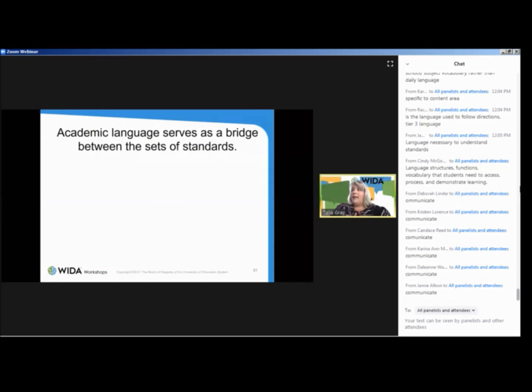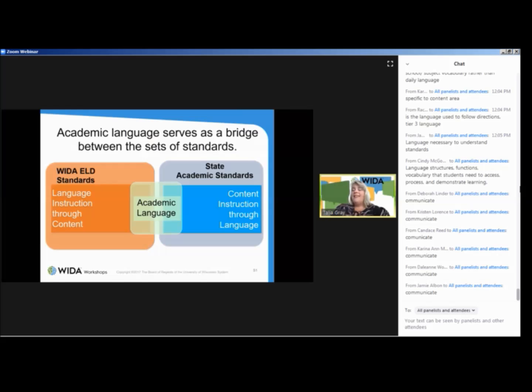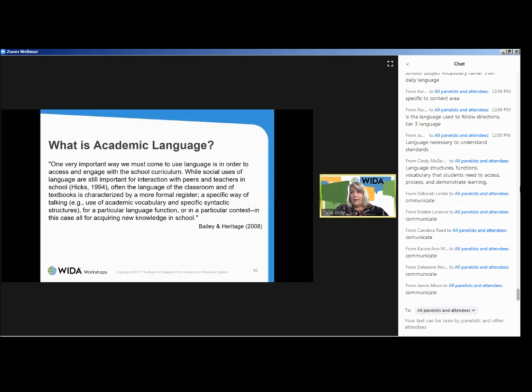So academic language serves as a bridge between the English language development standards from WIDA and the academic standards that you have to teach to every student. Language instruction is here, content instruction is here, and when you put those together, what is in the middle is academic language.